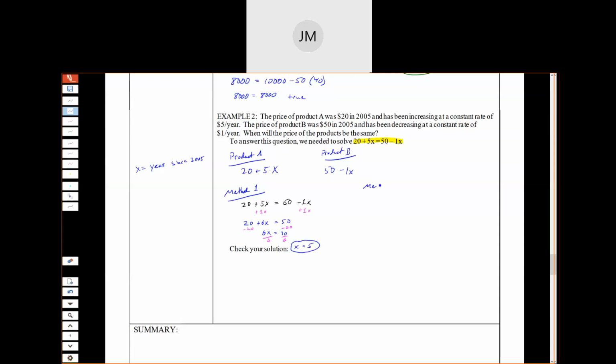Method 2, I'm going to say, all right, y1 is 20 plus 5x. y2 is 50 minus x. And I'm going to create a graph.